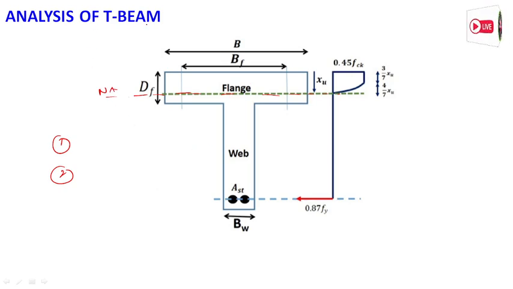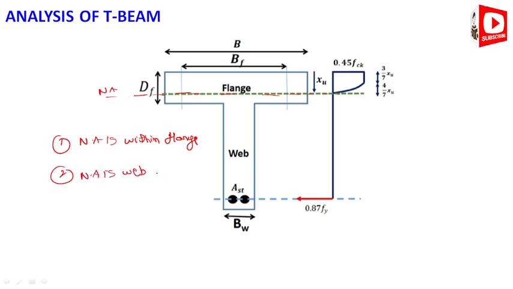For analyzing a T beam, we always consider two cases. When the neutral axis is within the flange, and second, when the neutral axis is in the web portion. So these are the two major important cases, the different cases.